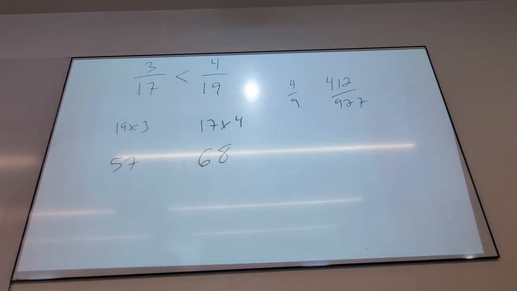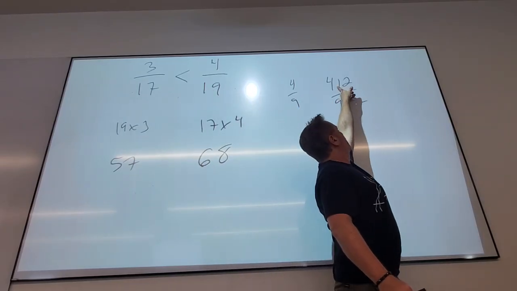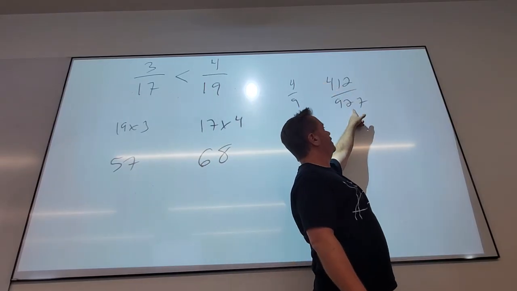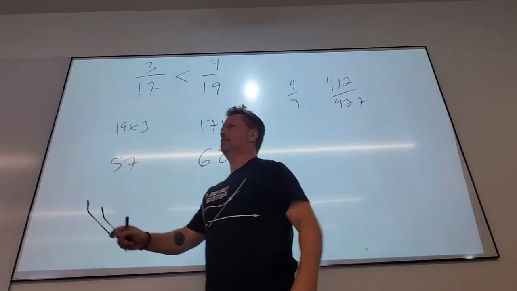Does 4 go into 412? Yes, how many times? 4 goes into 4 once, 4 goes into 12 three times, so 103. Does 9 go into 927? 103. Yes, so the 103s would cancel, and you'd be left with 4 over 9, so that one's equal. I know 4 goes into this because the last 2 digits are divisible by 4. I know 9 goes into this because when you add the digits, you get a multiple of 9.